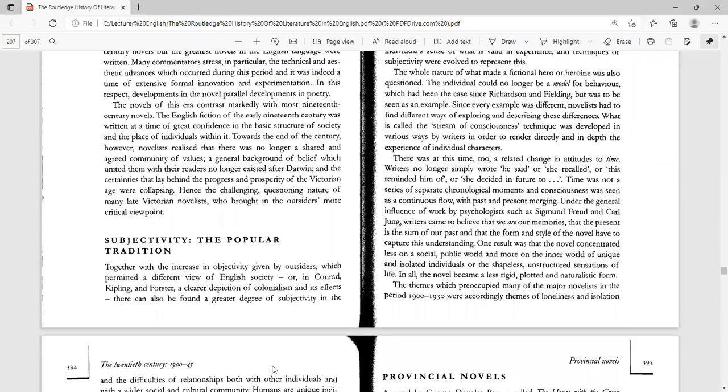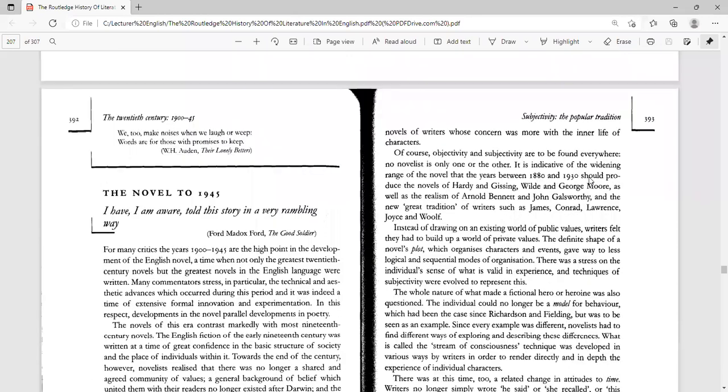So first, the novelists that get our attention are Joseph Conrad, Rudyard Kipling, E.M. Forster, and we can say these are novels of British colonialism or the British Empire. In the novels of Conrad, Kipling, and Forster, a great degree of subjectivity is found.